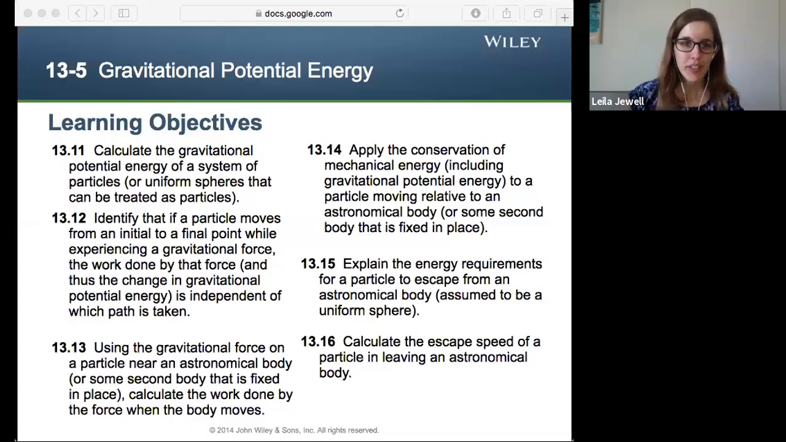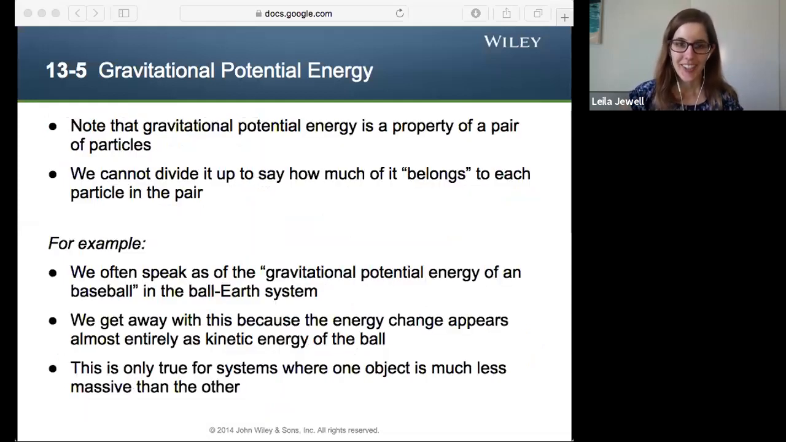Section 13.5, Gravitational Potential Energy. All right, so we're moving beyond force to now talk about potential energy.